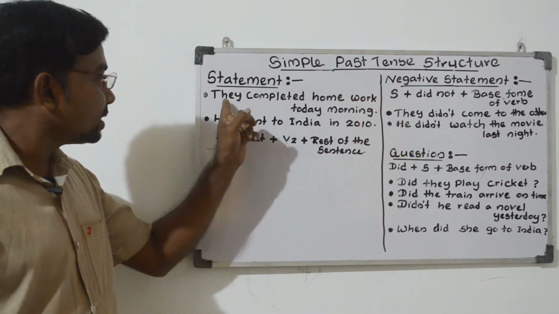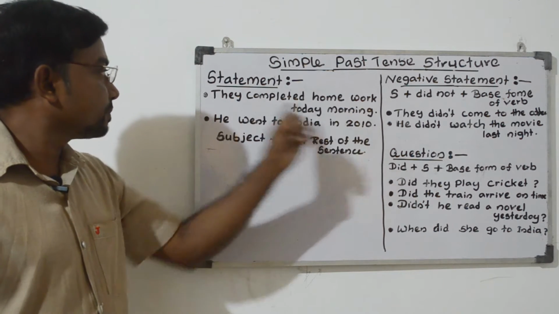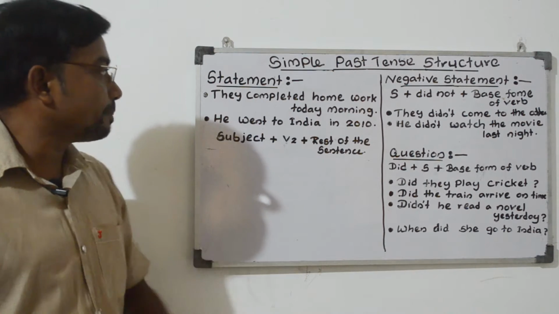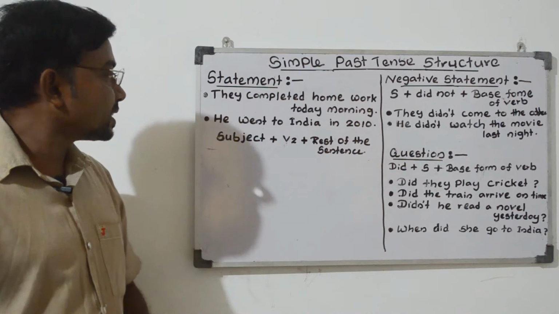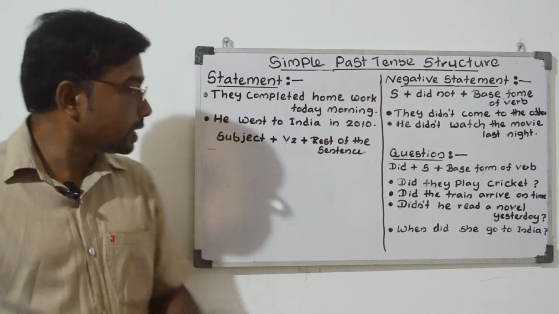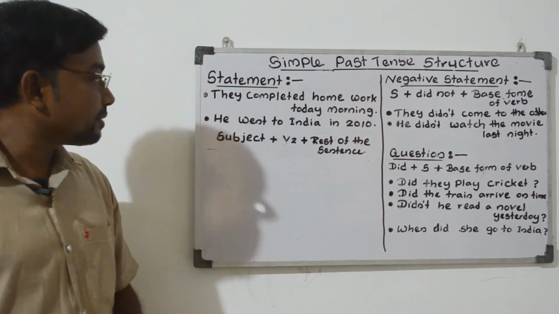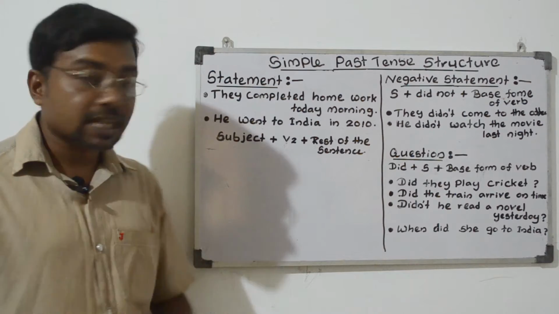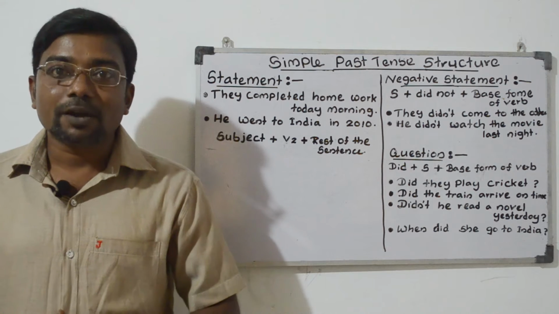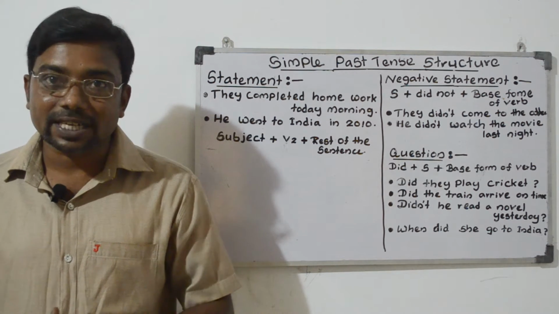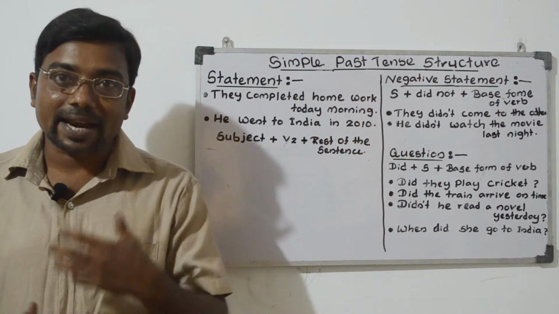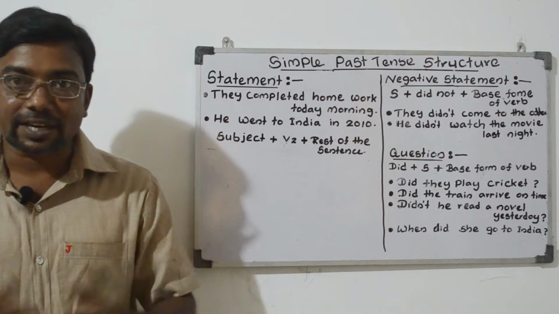Look at the first example. They completed the homework today morning. Here subject is they, completed is the verb second form, complete, then rest of the sentence. Look at the second example. He went to India in 2010. So here subject he, went is the verb second form, then rest of the sentence. Remember again, when you are going to make statement with simple past tense, we use subject plus verb second form, then rest of the sentence. So usually the subject stands at the beginning of the sentence, but sometimes the subject can stand in the middle of the sentence, particularly in interrogative sentence.